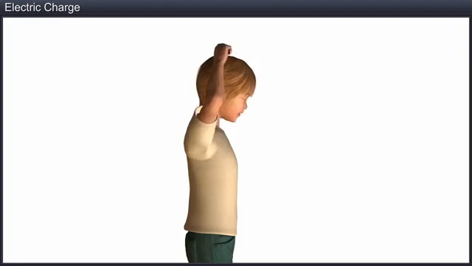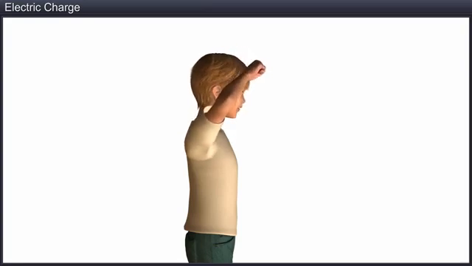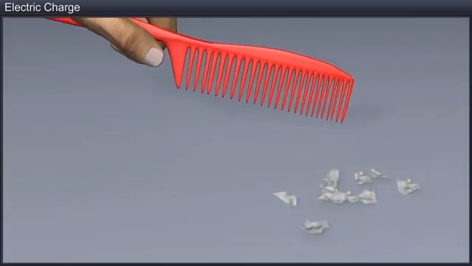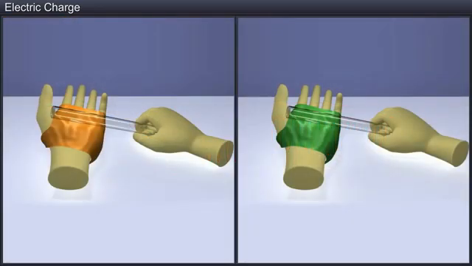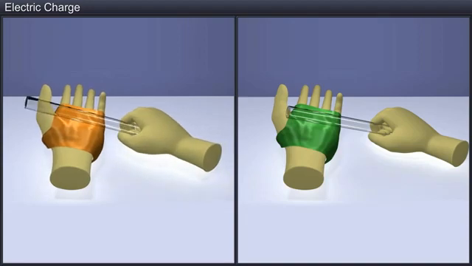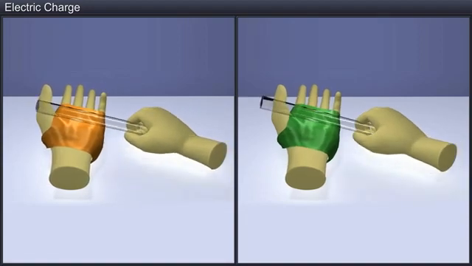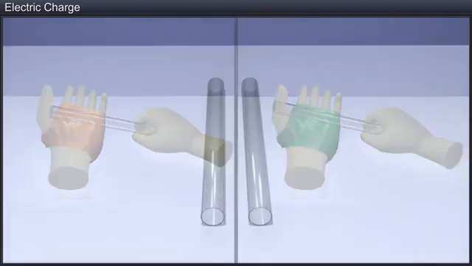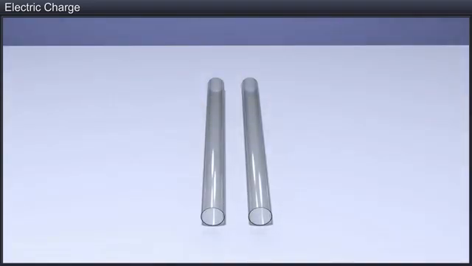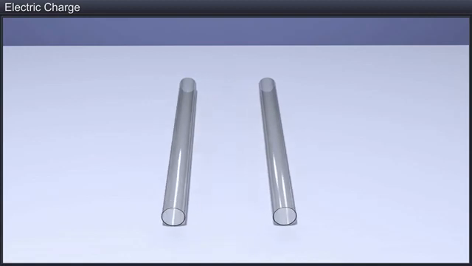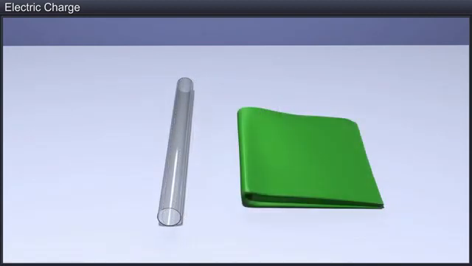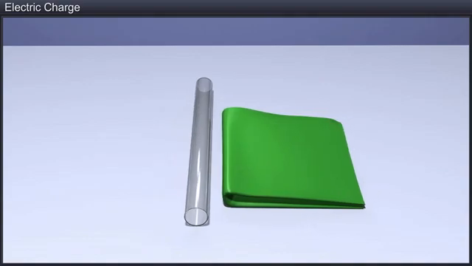We know that when a comb is rubbed against dry hair, it begins to attract small pieces of paper. When two pieces of silk cloth are rubbed against two glass rods individually, and the glass rods are kept beside each other, the glass rods repel each other. Now, if one of the silk cloths and a glass rod are kept beside each other, they attract each other.